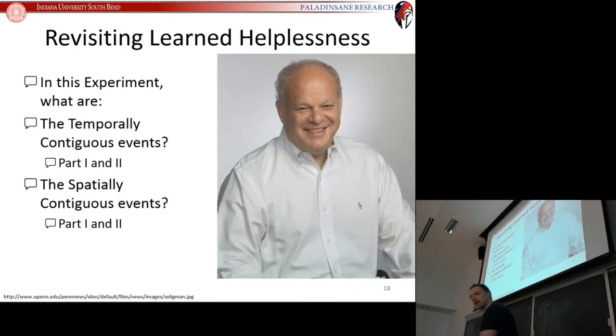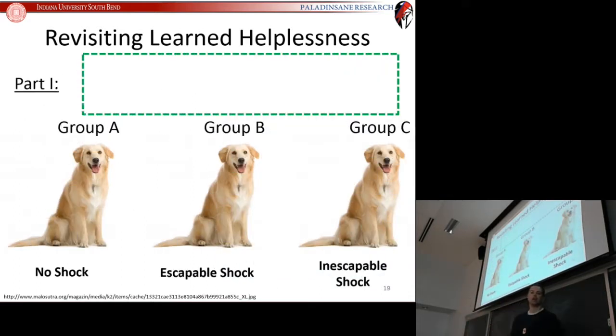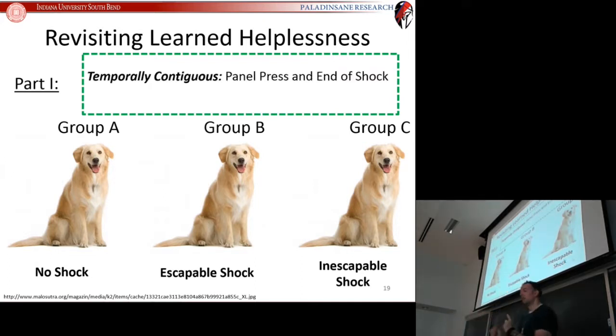All right, so for part 1 and part 2, what are the temporally contiguous events? Events that occurred very close together. And what are the spatially contiguous events? Events that occurred very close in space. So close together in time for temporally, close together in space for spatially. So in part 1, temporal contiguity, what two events had high temporal contiguity? Shock and... Yes, so the two events that had high temporal contiguity were actually the panel press and the end of the shock. So as soon as that panel press was completed, the shock was done.